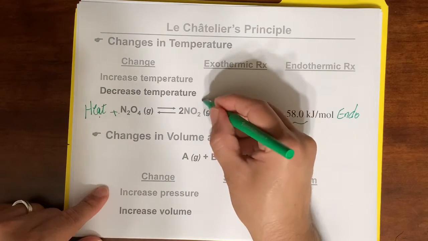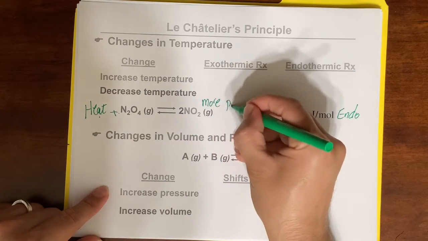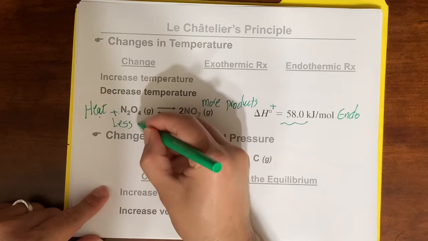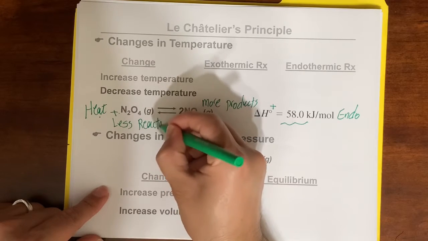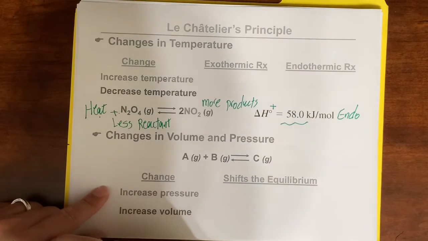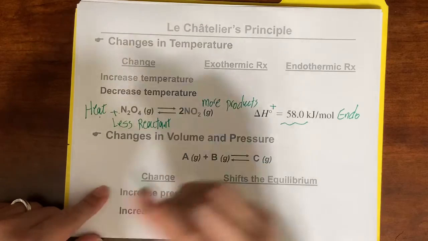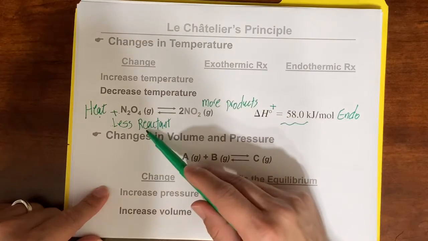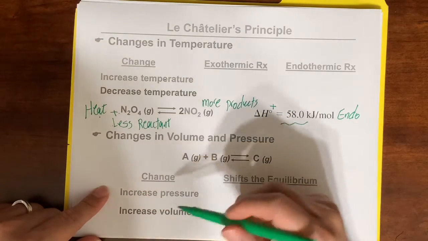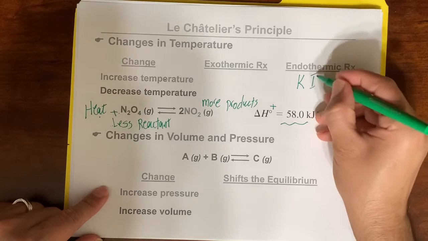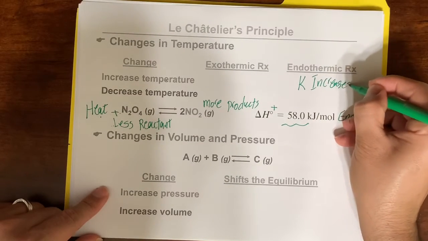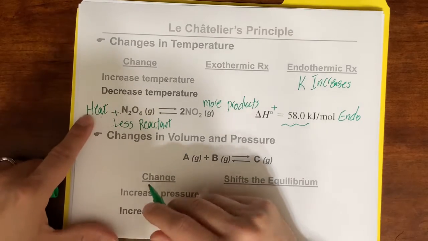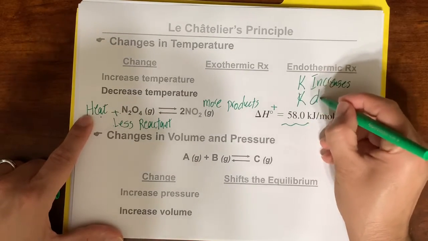That means you will have more product, less reactant. So what will happen in this case? If it's endothermic and you give it more heat, you will get more product, less reactant. So K will be a bigger one. K increases. If you drop the temperature, K decreases.